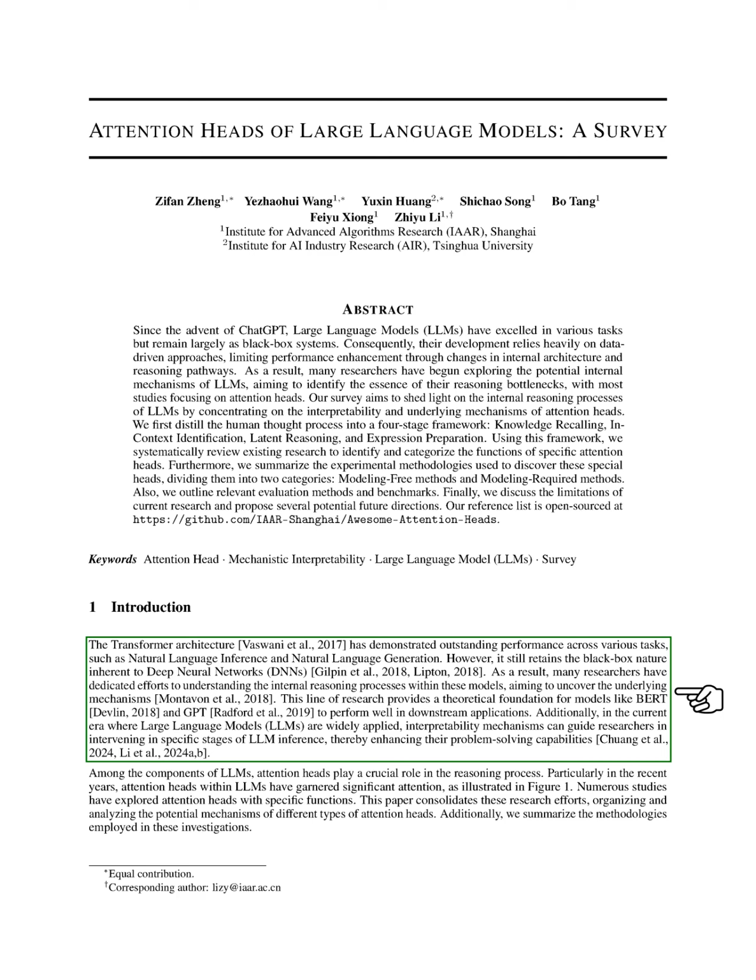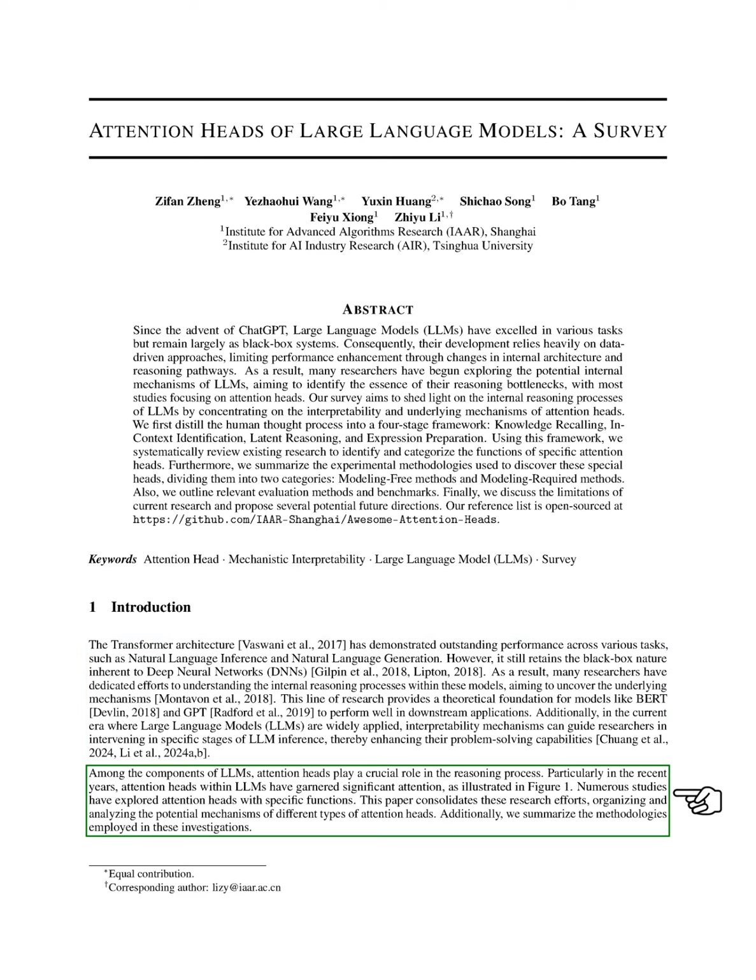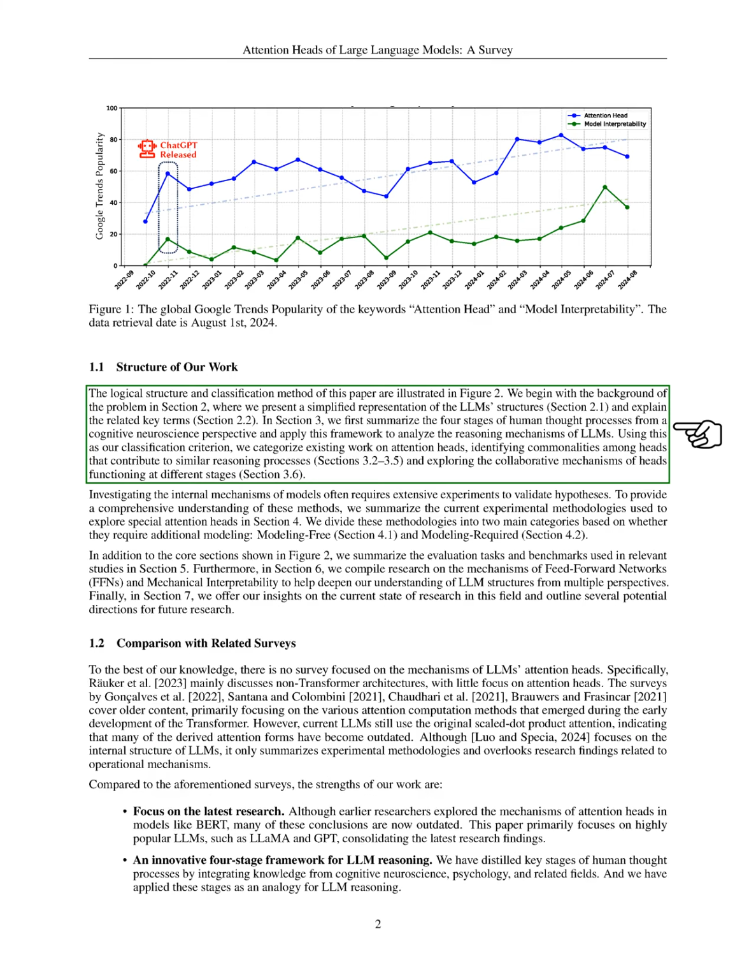In today's landscape, where large language models, LLMs, are prevalent, interpretability methods can help us intervene at specific points during LLM inference, improving their problem-solving abilities. Attention heads are vital components in LLM's reasoning processes, and they have received considerable attention recently. We aim to consolidate existing research on attention heads, analyzing their various functions and summarizing the methodologies used in these studies. Our paper is structured logically, as illustrated in our accompanying figure.